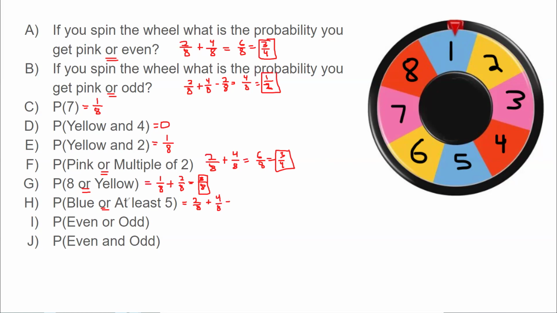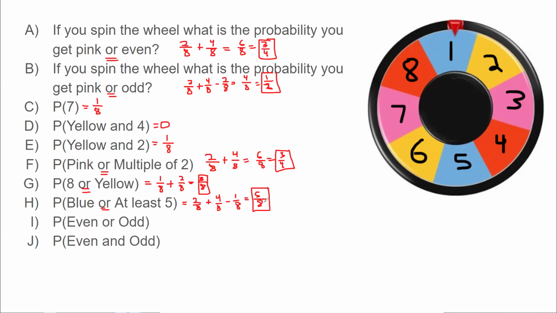Okay, there is overlap on this one. It can be at least 5 and blue. So we need to subtract 1 out of 8 because one of them is both blue and at least 5. So it's going to give us 6 minus 1 is 5 out of 8.